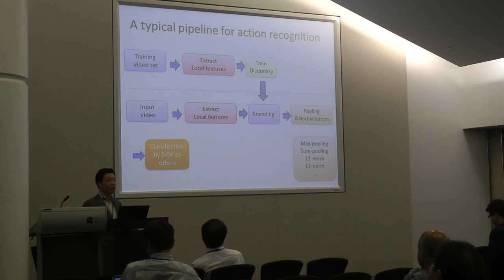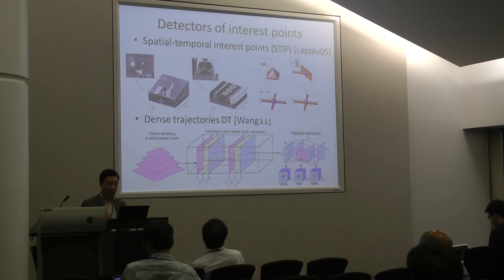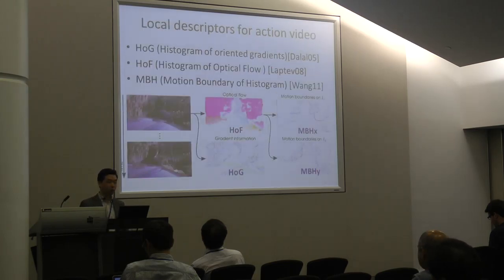So, what's the best combination for UCF101? This is the question I'm going to answer in the next few minutes. Okay, for detectors, the two most famous ones, STIP and dense trajectory, I think we all know the trajectory gives better performance. And also for the descriptors, we have HOG, HOF, and MBH. Among these, MBH gives the best performance, but if you combine them all, you get even better performance. So this is very critical. I will just skip, just want to say, dense trajectory with HOG, HOF, MBH is a very good choice.